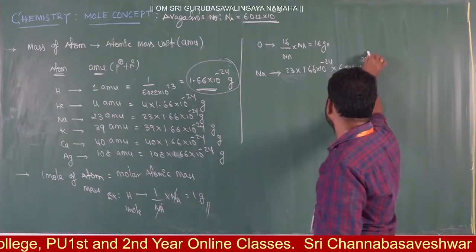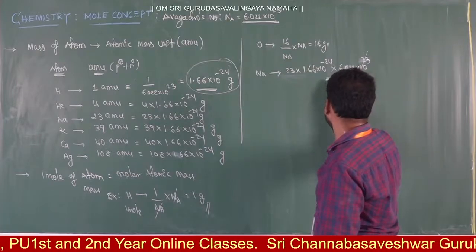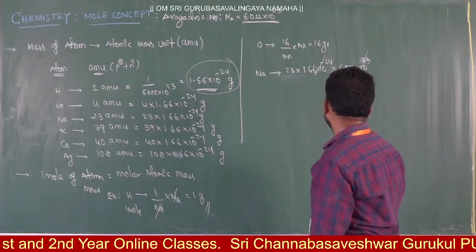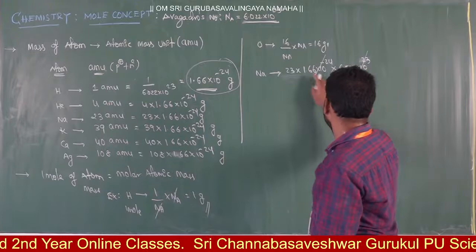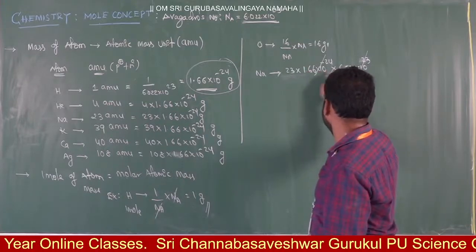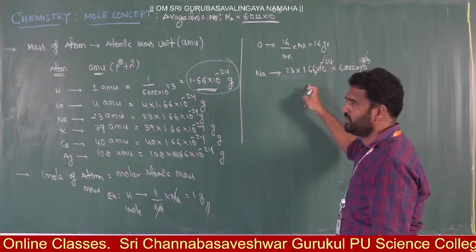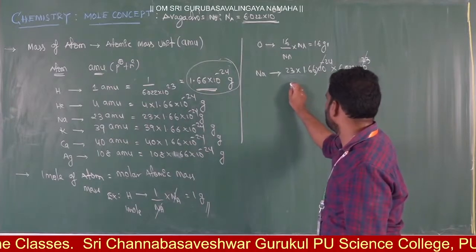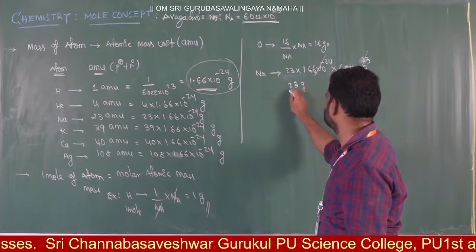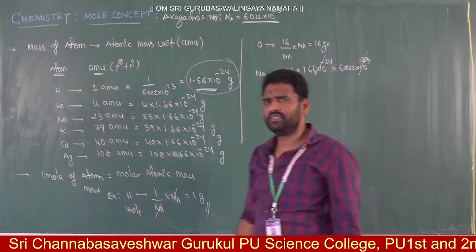Then, if I get the cancellation, what will I get here? Exactly 1.66 into 10 power minus 24 times 6.022 into 10 power 23, so finally you will get 23 grams. This is the basic idea.